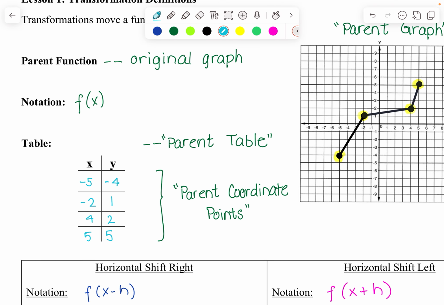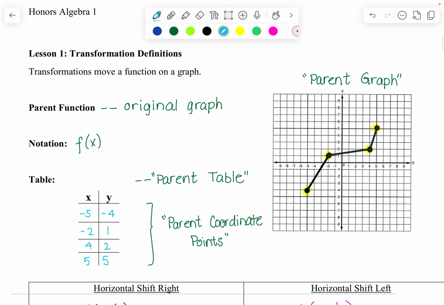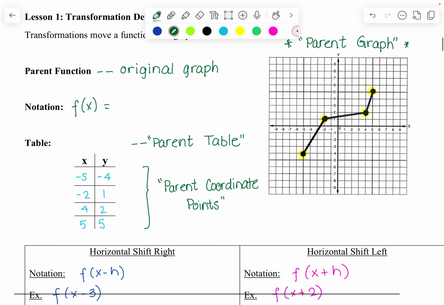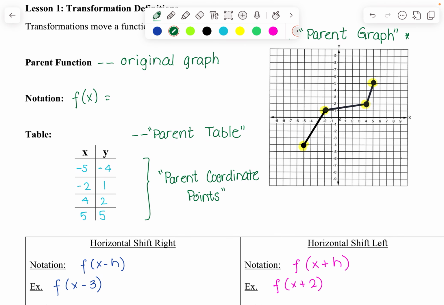Our notation that we will be using for transformations will be f of x. This is our parent graph. The parent function is the original function. We don't have an equation for this particular one, but it will be in function notation. And then, of course, our parent table with the parent coordinate points. So these are your original XY coordinate points.